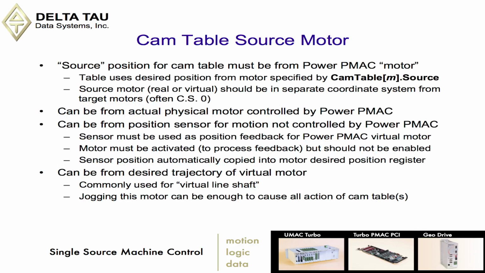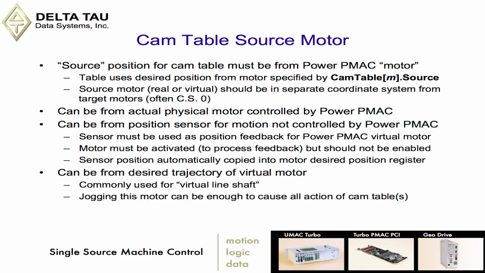So the source motor for the cam table must be a Power PMAC motor, and we put motor in quotes because it could be a virtual motor, a software generated motor. It has to come from desired position, so that's why it has to be a motor. And that's specified by CamTable.Source. The source motor should be in a separate coordinate system from the target motors, because you don't want the source motor to be subject to the target motor's error modes, fault modes, and the like.